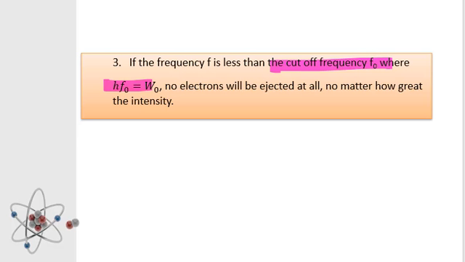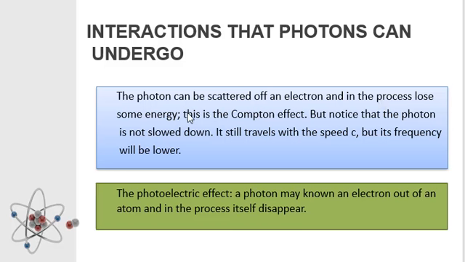Okay, next. Now let's talk about the interactions that photons can undergo if they meet an electron. Number one, the photon can be scattered off an electron and in the process lose some energy. So we were able to explain this one. A photon can be scattered, and in the process it will lose some of its energy. That's why the wavelength will increase. This is the Compton effect. But notice that the photon is not slowed down. It will still travel at speed c.